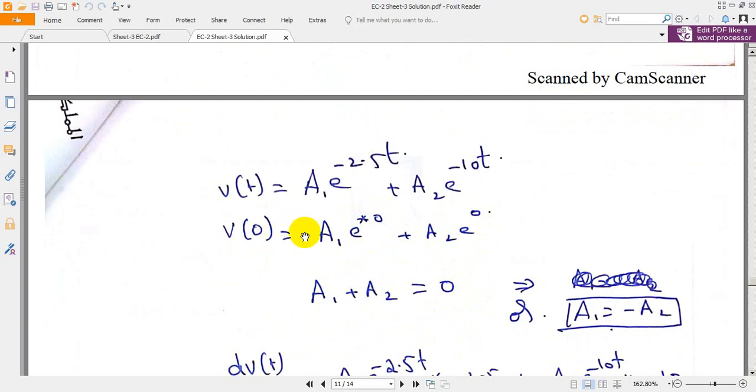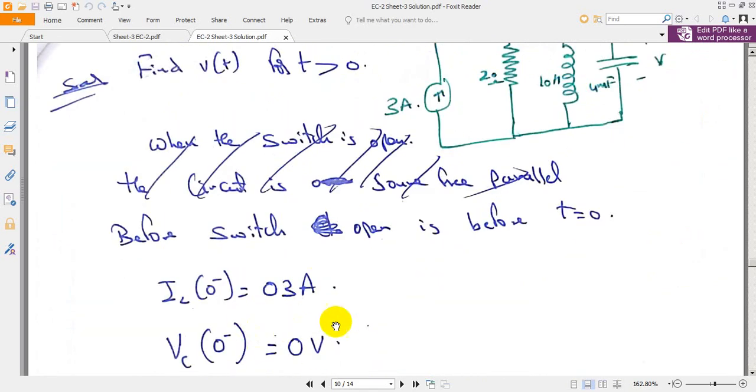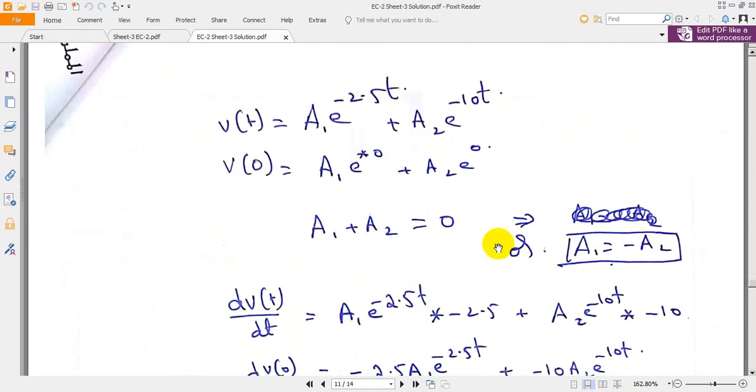V naught is the voltage across the capacitance before the switching operation. Before the switching operation, the V naught value, which we got here, is 0. Vc of 0 is 0. Substitute this value here: A1 plus A2 is equal to 0. You will get A1 is equal to minus A2.